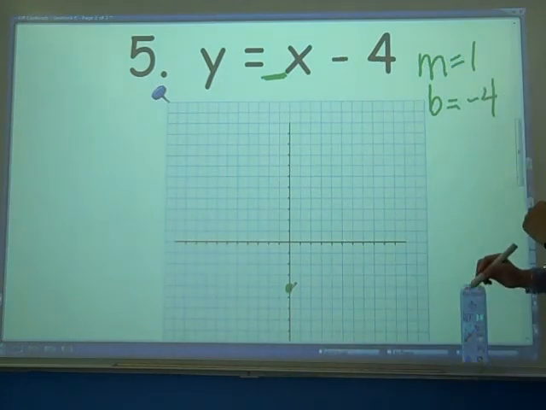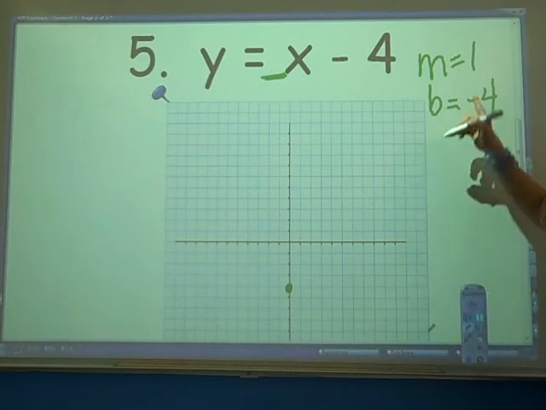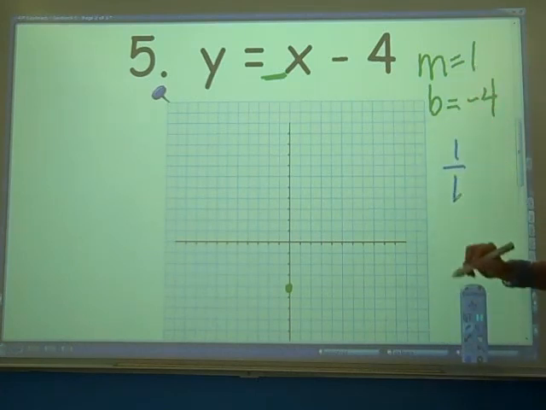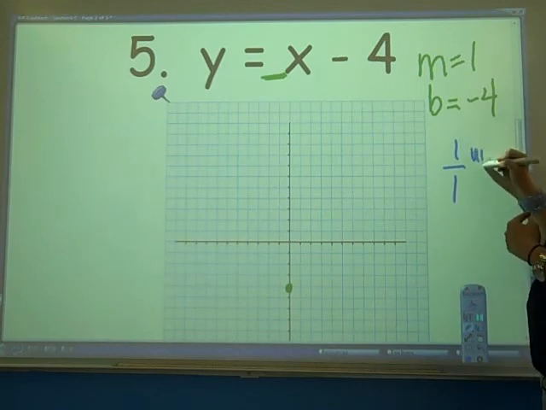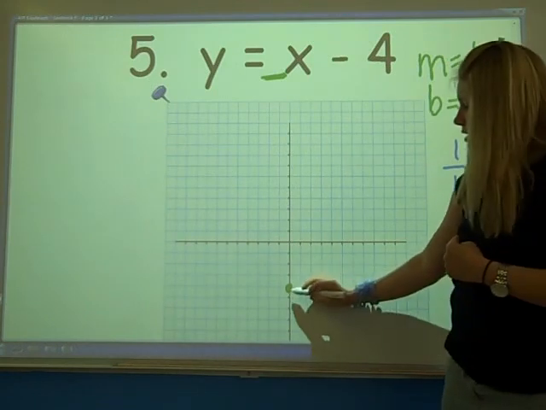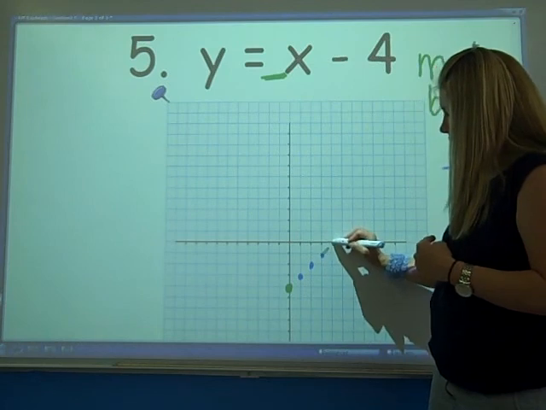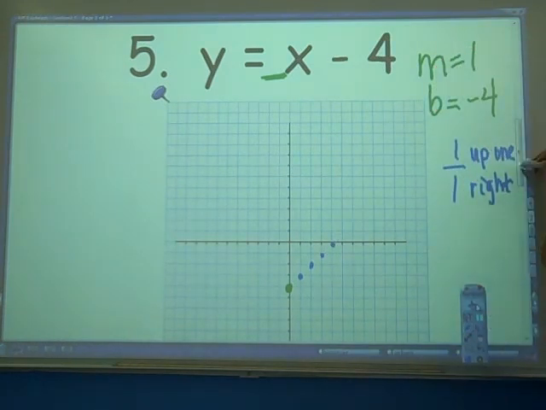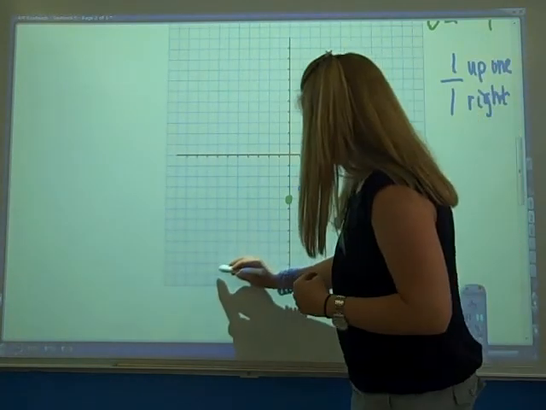Step 3, get more points from your slope. Write your slope as a fraction. To write 1 as a fraction, you write 1 over 1. It's positive. That means up 1, right 1. Up 1, right 1, and I keep going, and then I connect. You only need to get the 3 points. You don't need more than that.